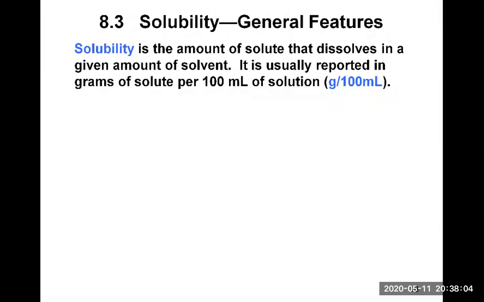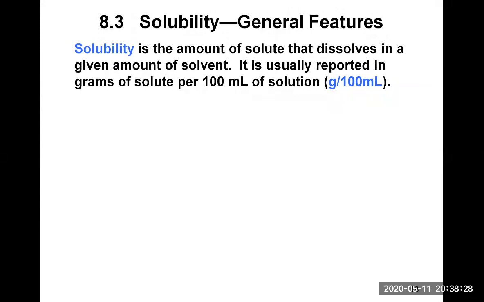So this video will go over section 8.3 on solubility. So let's start with general features. Solubility is the amount of solute that can dissolve in a given amount of solvent. It is usually reported in grams of solute per 100 milliliters of solution. So grams per 100 milliliters.